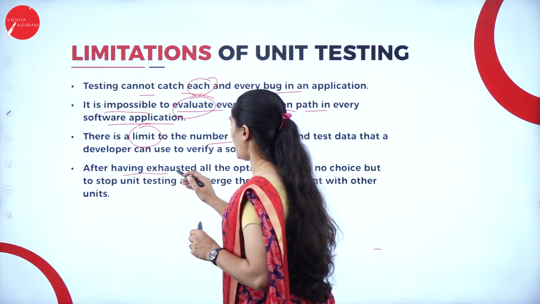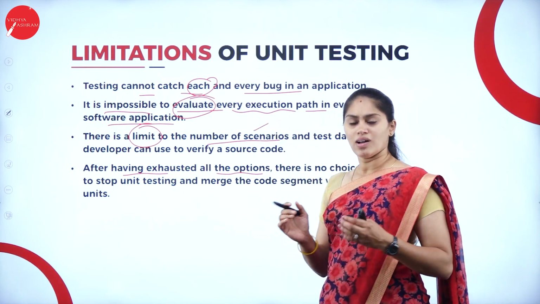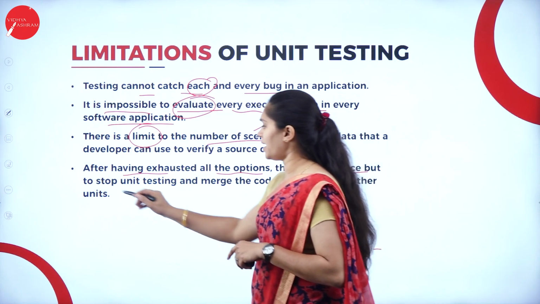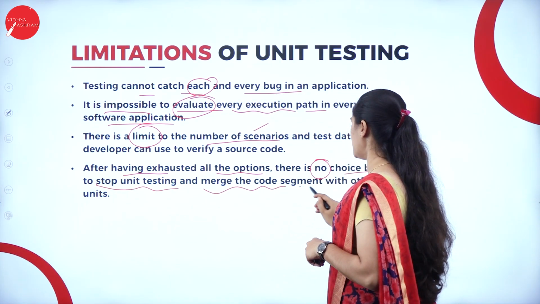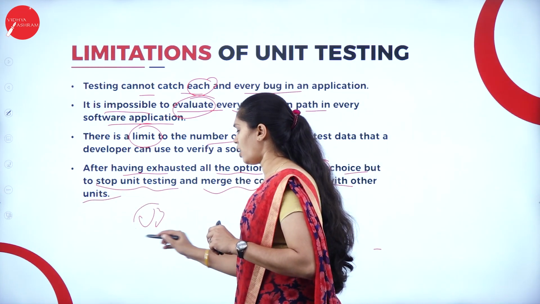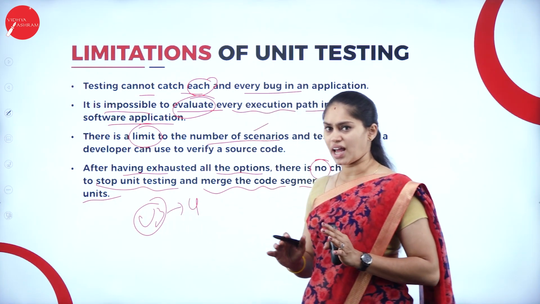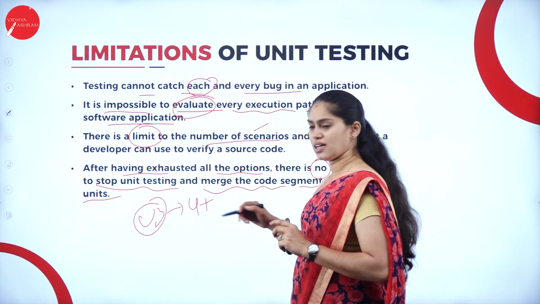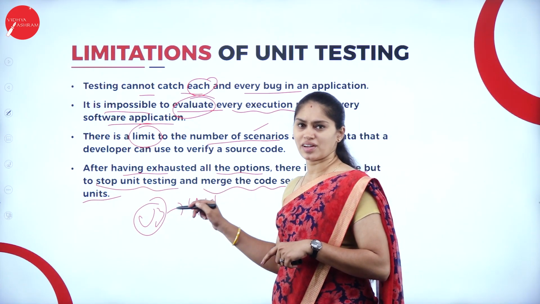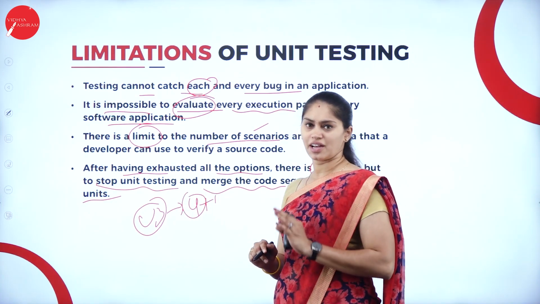And also, after having exhausted all the options, if I am done with all the scenarios, at that time I don't have any choice but to stop the unit testing and merge the code segment with other units. For example, unit 3 has a limitation of 4 kinds of scenarios. At that time, I can't add one more scenario to check its correctness of specification as well as functionality. If it is 4, then it has to be checked within 4 scenarios only.